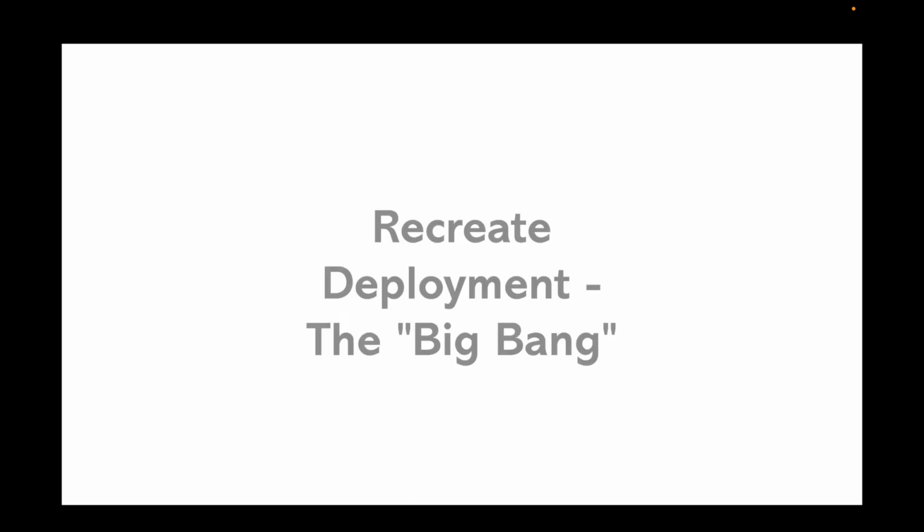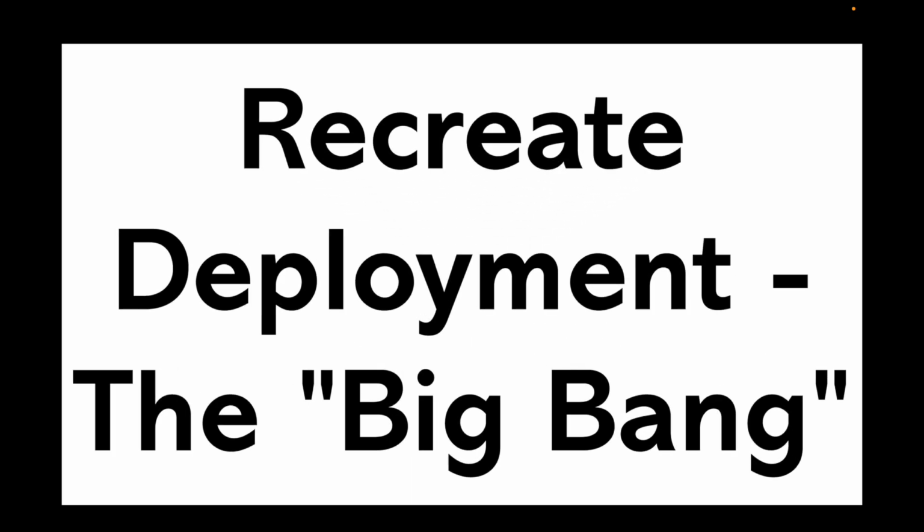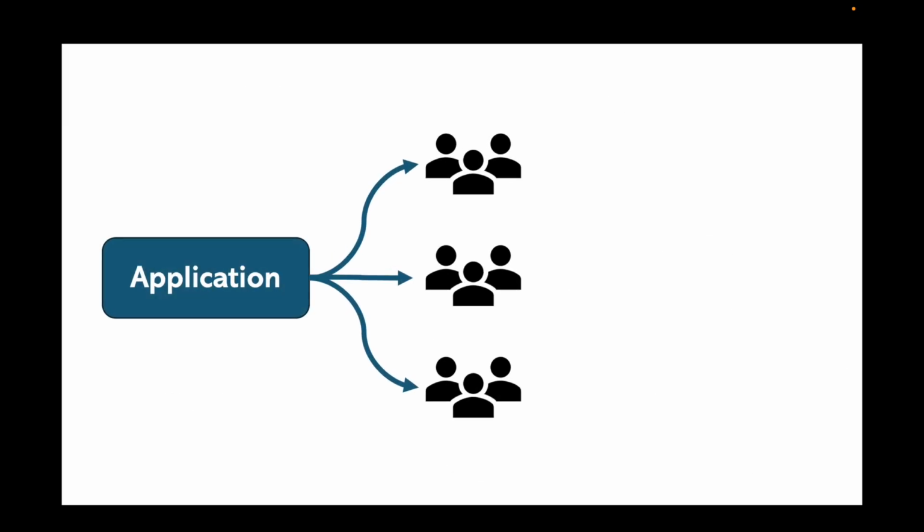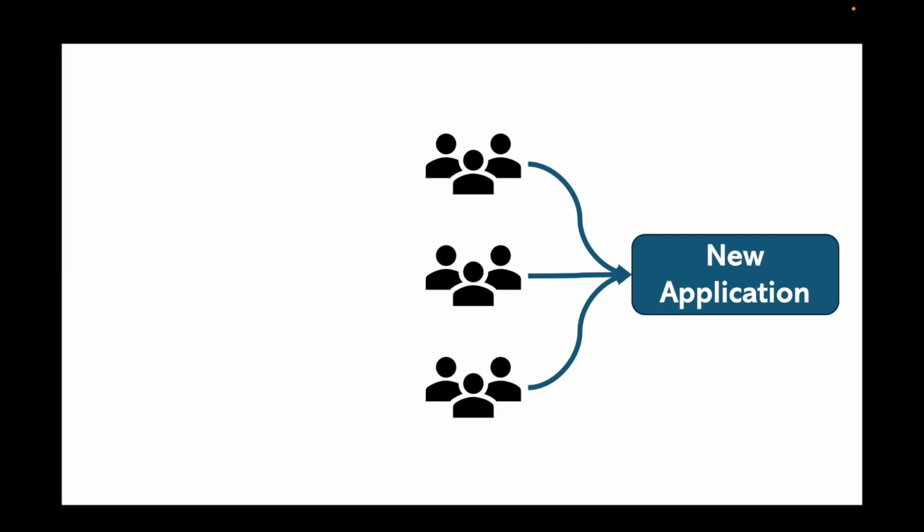So our first and most brutal strategy is the recreate deployment. We call it the big bang. Under this, we basically take the entire application, every server, every service, and we shut it all down. The entire application goes dark and your users are not able to access the application. So basically, there's a downtime. The application is completely shut down. Then in that silence, we deploy a complete new version of the application with the shiny feature.